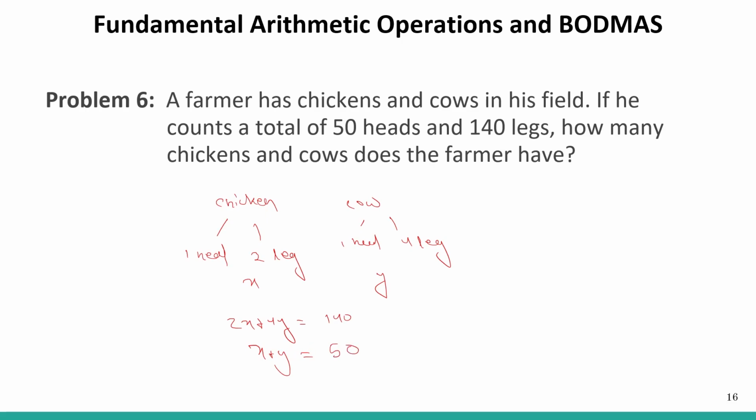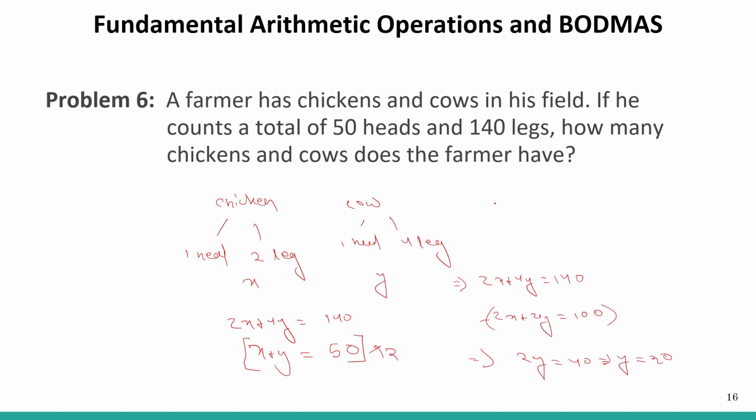So what we can do right now is we multiply 2 into this equation. Okay, we multiply 2 with the whole equation. So what we are left with is 2x plus 4y is equal to 140 and 2x plus 2y is equal to 100. So by minusing this from that, what we are left with is 4y minus 2y is equal to 2y is equal to 40. So this implies that y is equal to 20.